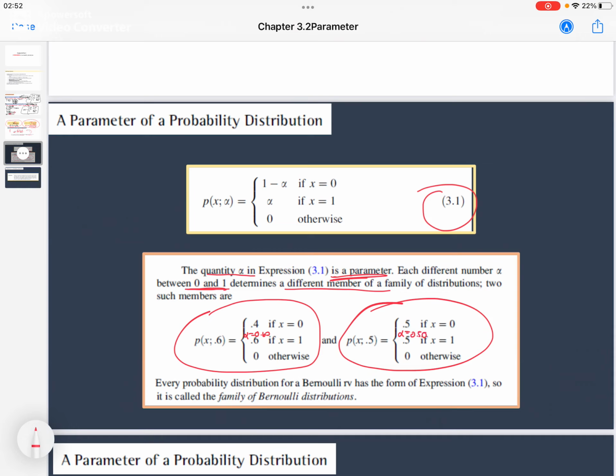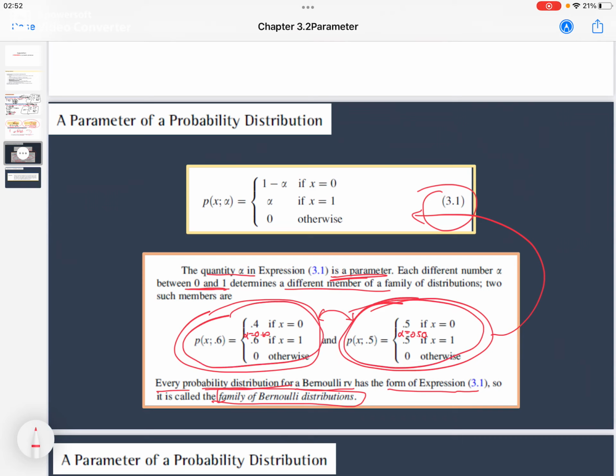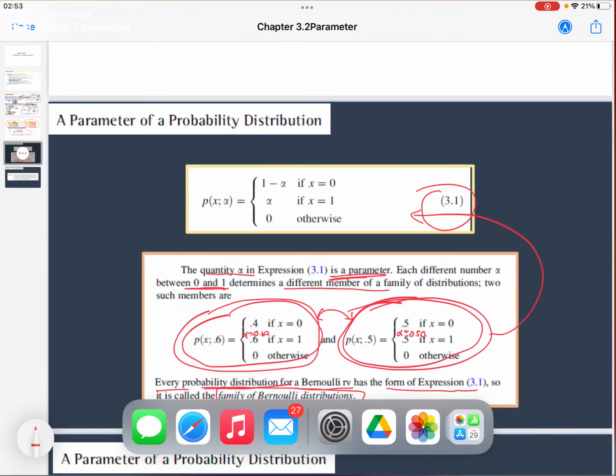If we have the parameter, the value of alpha, that means you can calculate the probability of the other possible value of the random variable. So every probability distribution for a Bernoulli random variable has the form of expression 3.1, and so it is called the family of Bernoulli distributions. All of these different PMFs, each one is a member, and together they form a family.